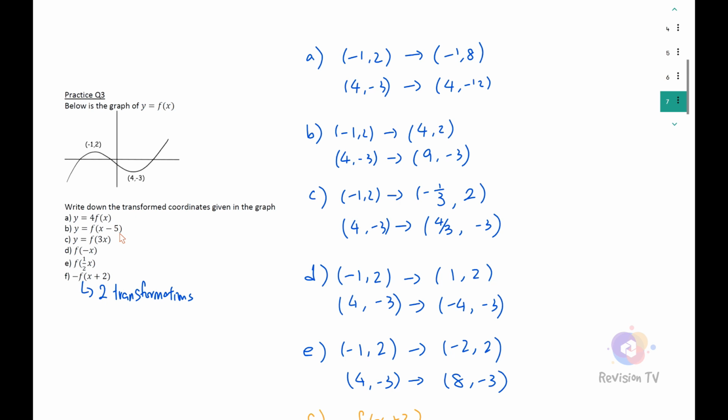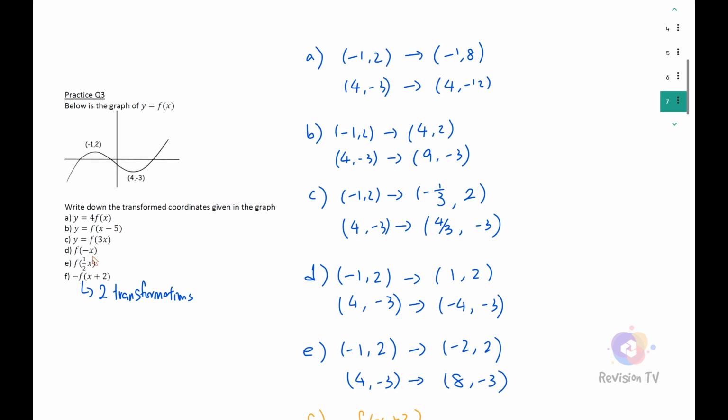X is rebellious. It's a spoiled kid, so you do the opposite. So you add 5 to all the x coordinates. Minus 1 plus 5 is 4. 4 plus 5 is 9. C, 3x stretch inside bracket, so horizontally by a third. So minus 1 times a third is minus a third. 4 times a third is 4/3.